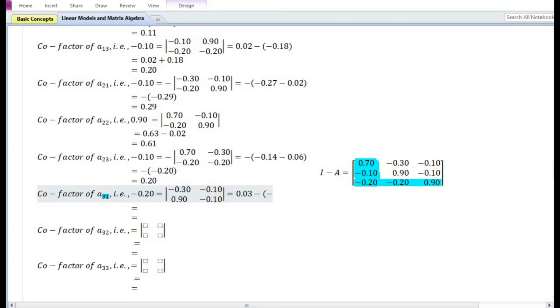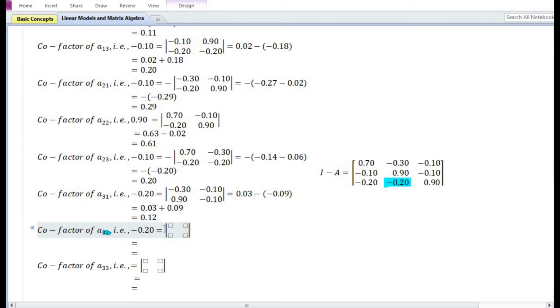Plus into minus equals minus. 0.90 times 0.10 equals 0.09. Minus times minus equals plus 0.09. 0.03 plus 0.09 equals 0.12. Cofactor of A32, that is minus 0.20.